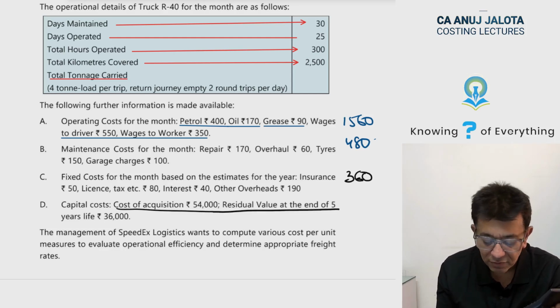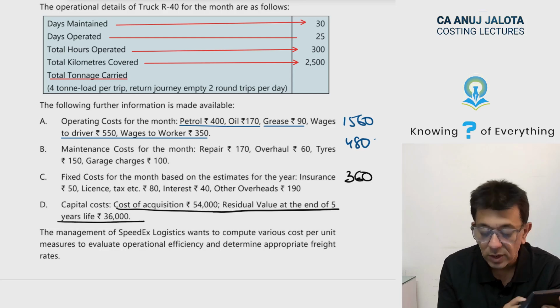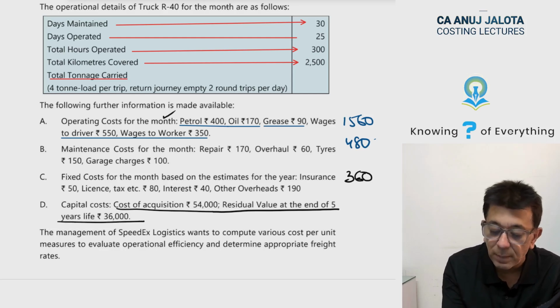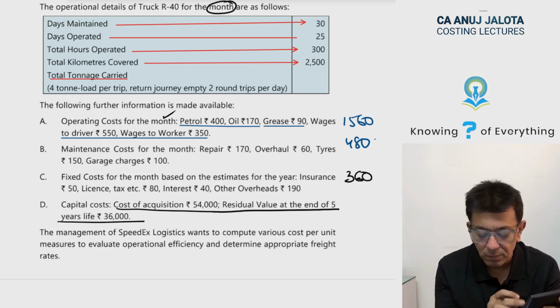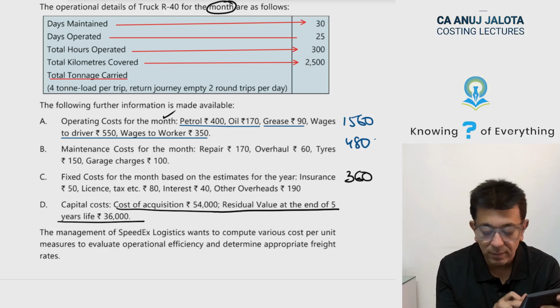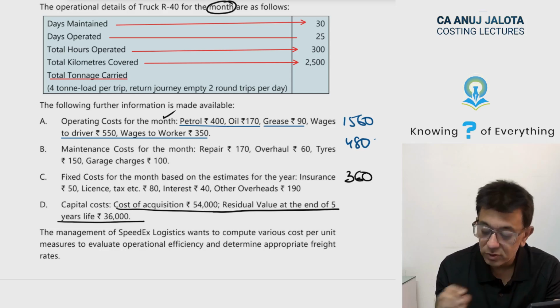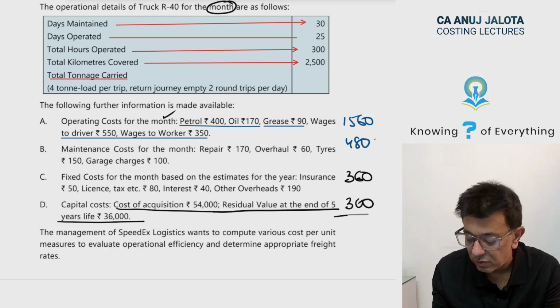Residual value at the end of 5 years is 36,000. Okay, I guess we are trying to do all the things for a month. This was also the data for a month. So I'm trying to compute depreciation per month. So 54,000 minus the scrap value 36,000 divided by 5 years, divided by 12. So this particular figure will be 300.